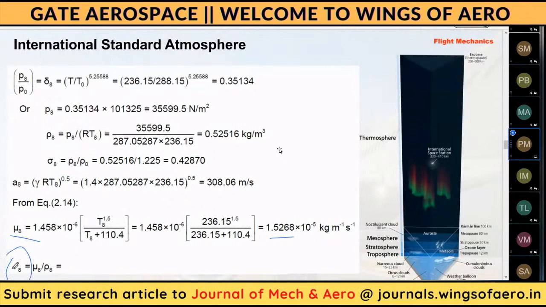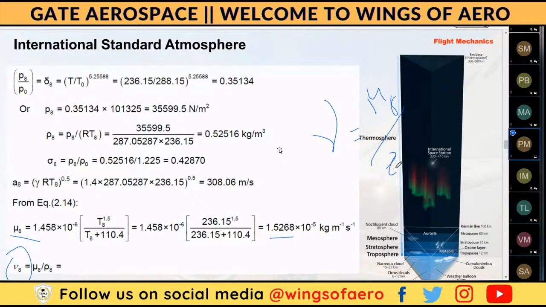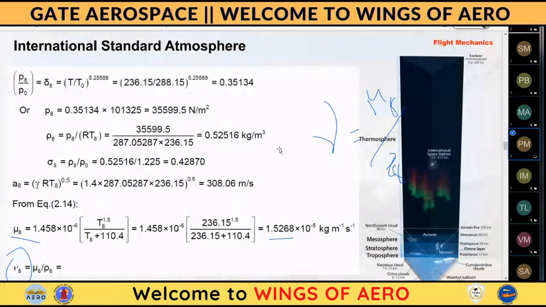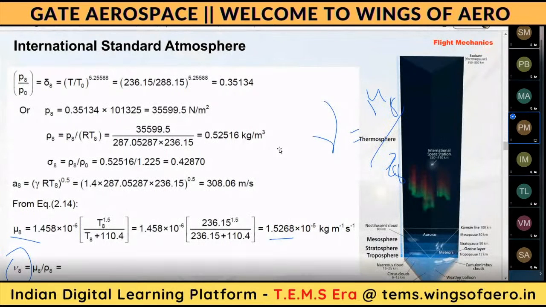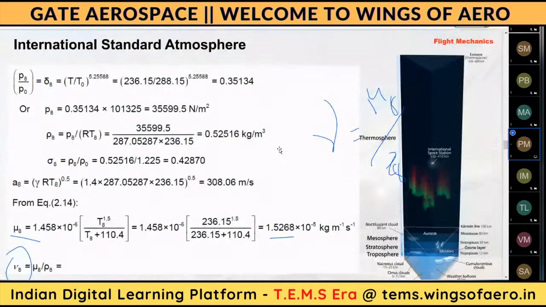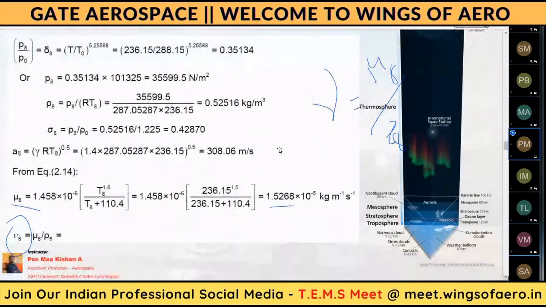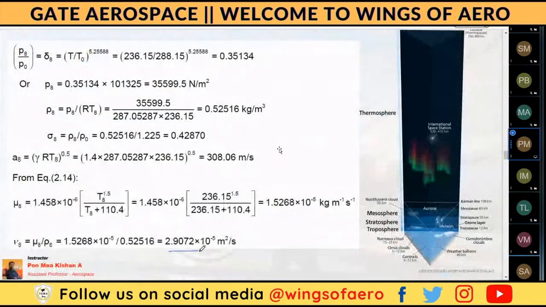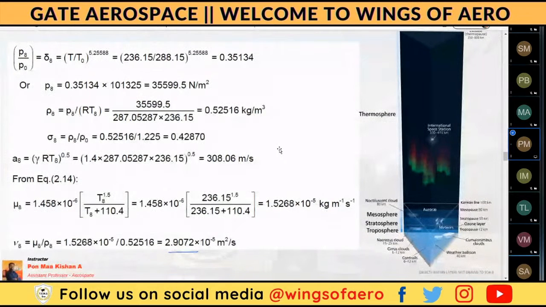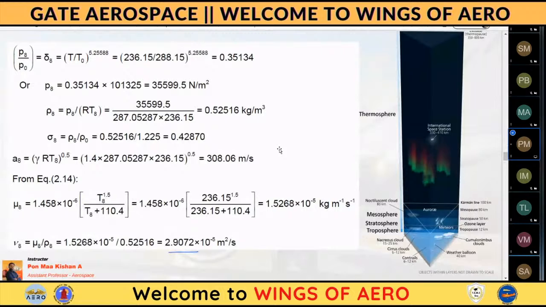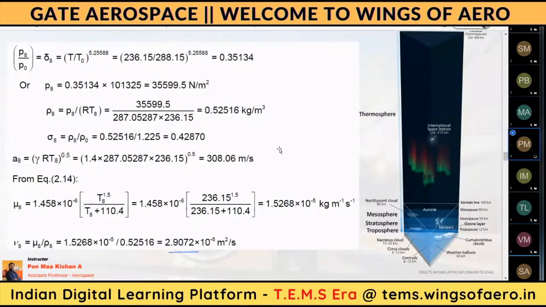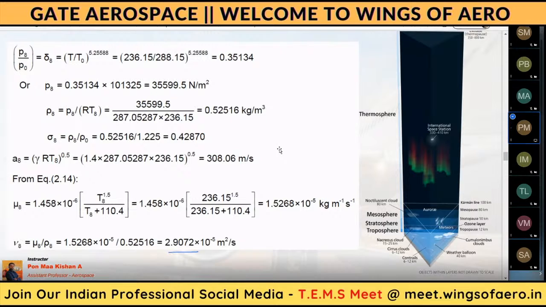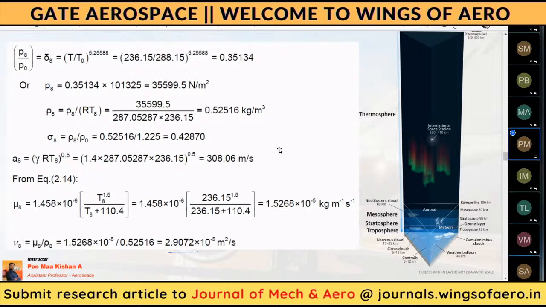For kinematic viscosity, nu can be calculated as mu 8 divided by rho 8. Calculate the kinematic viscosity. It is 2.9072 into 10 power minus 5 meter square per second.